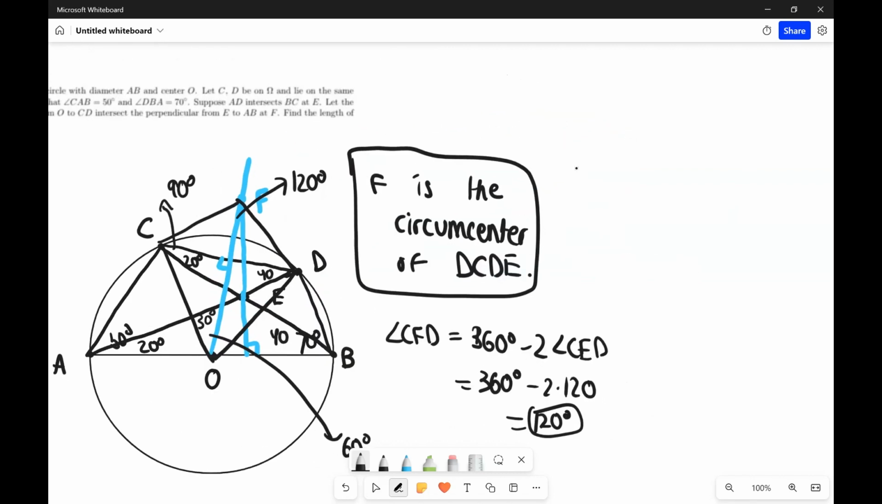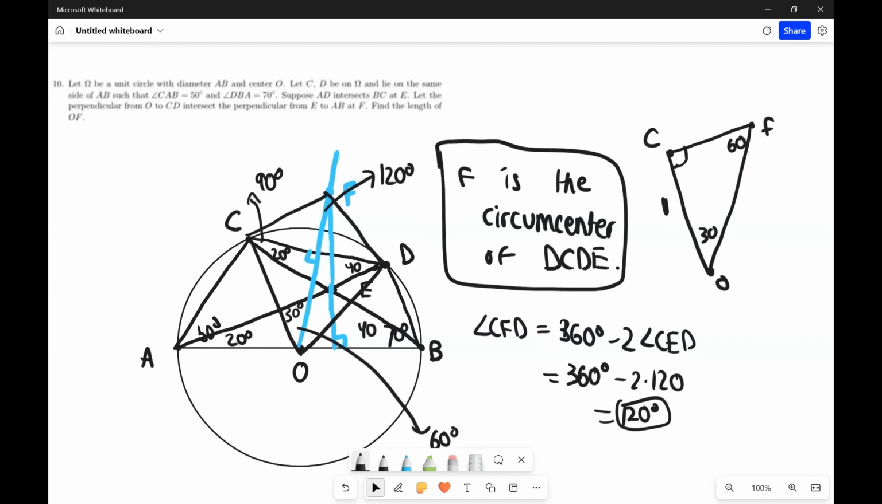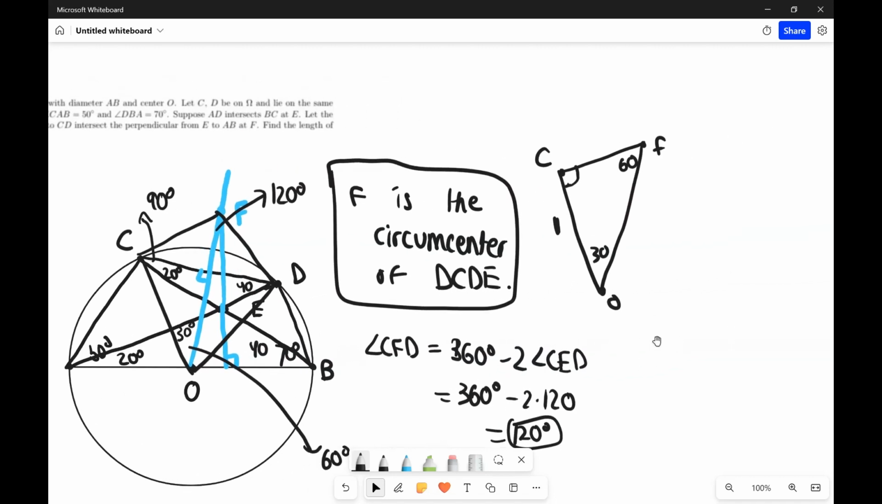So this is what COF looks like. So here is O, C, and F. It's a 30, 60, 90 triangle. Furthermore, CO has length 1 as given by the problem statement here, the word unit here. Therefore, this length here is 1 over root 3 because of the properties of a 30, 60, 90 triangle, and therefore FO is equal to 2 over square root 3. And after clearing denominators, this is 2 times the square root of 3 over 3.